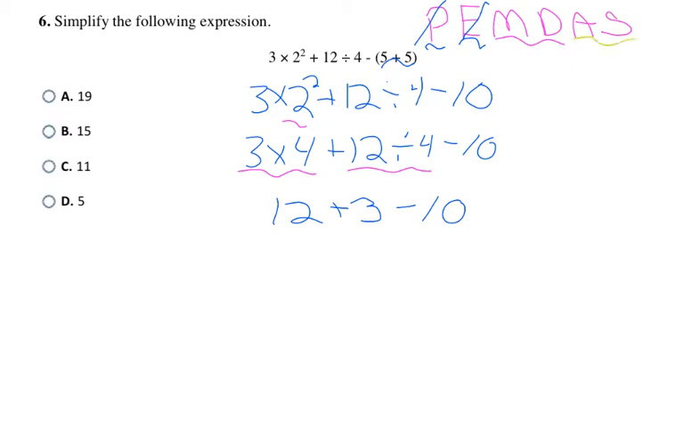And my last step is to do the addition and subtraction left to right. So 12 plus 3 is 15, minus the 10 is 5. So that's going to make choice D my final answer.